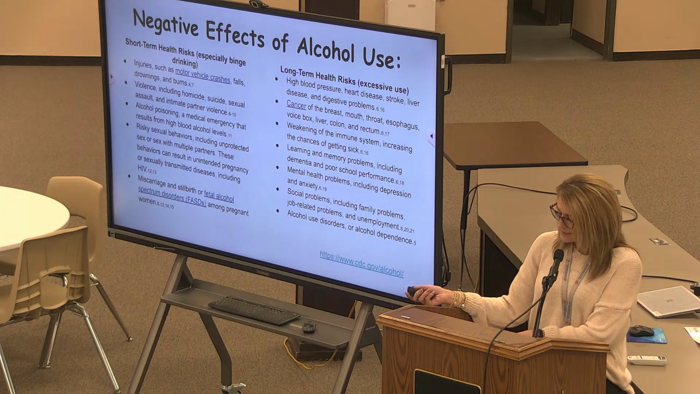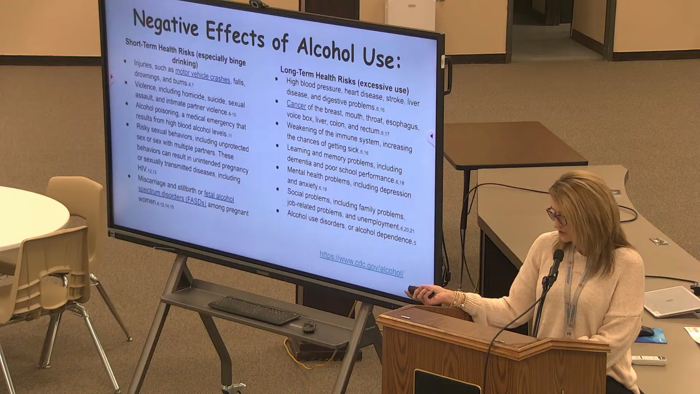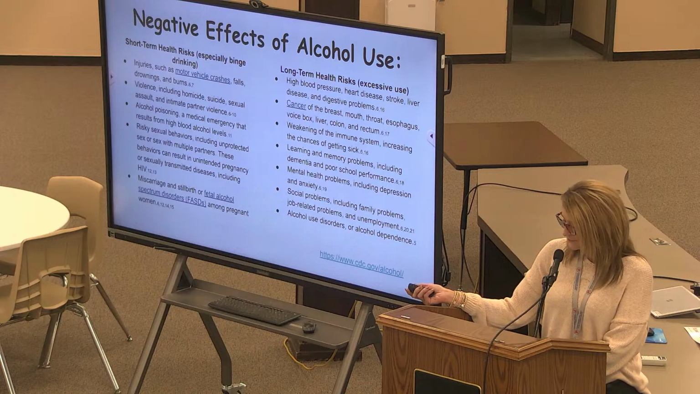Long-term health risks: high blood pressure, heart disease, stroke, liver and digestive problems, cancer of the breast, mouth, throat, esophagus, voice box, liver, colon, and rectum, and a weakened immune system, increasing the chances of getting sick. Of course, learning and memory problems, including dementia and poor school performance. Mental health problems, including depression and anxiety. Social problems, including family problems, job-related problems, and unemployment. And of course, we have alcohol dependence.